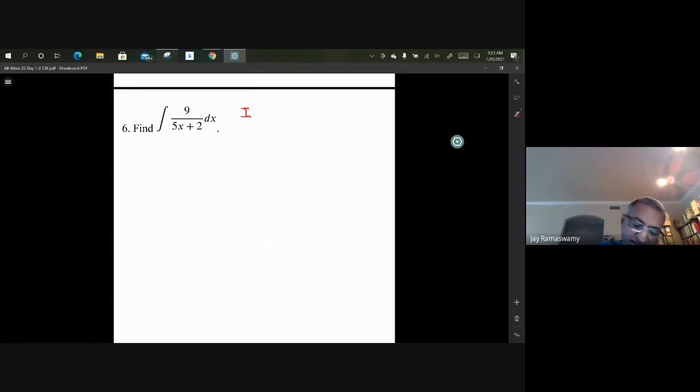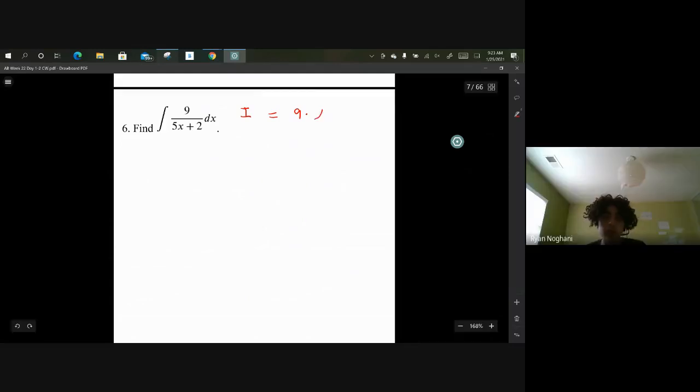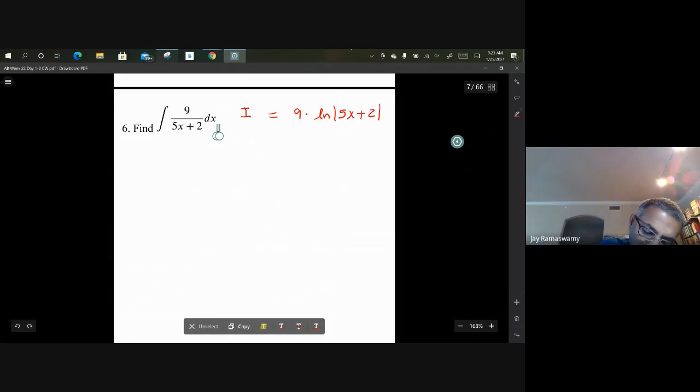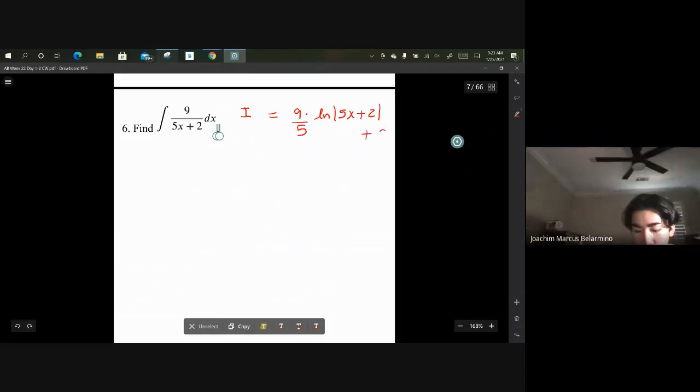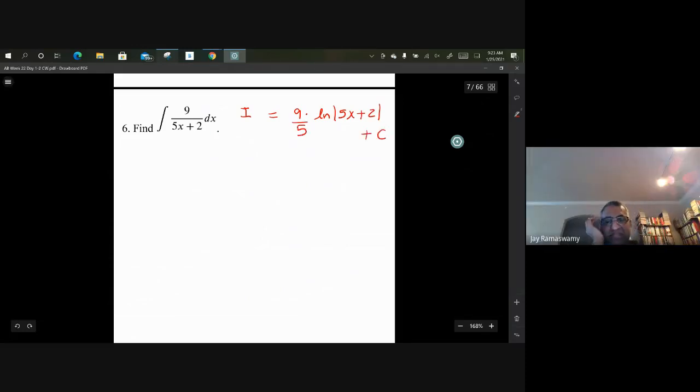We'll integrate this directly. So the integral equals 9 times ln absolute value of 5x plus 2, over 5. Is everybody okay there? Okay, now I'm going to show you a slightly longer way to do the problem.